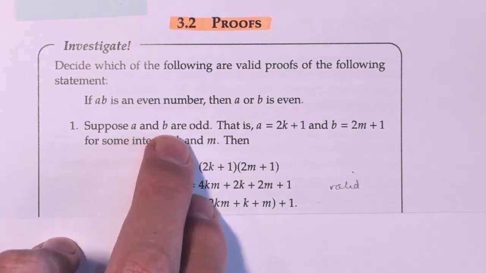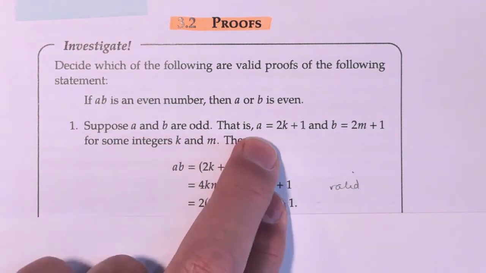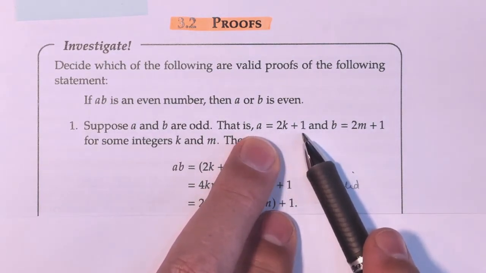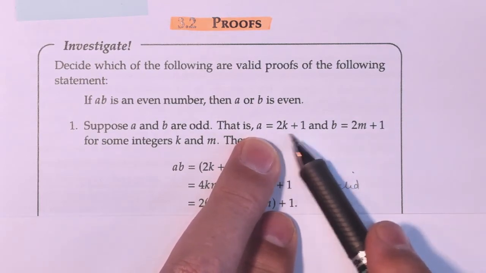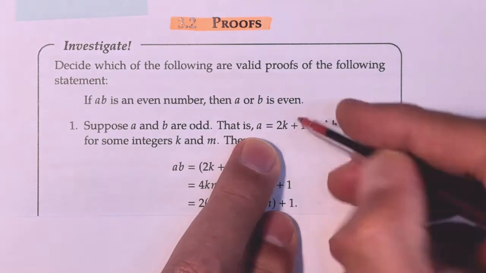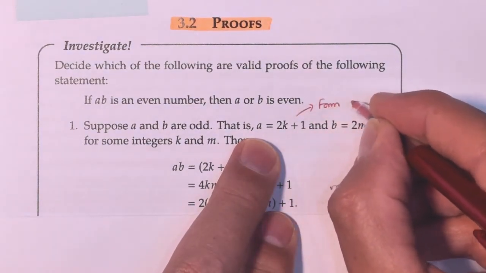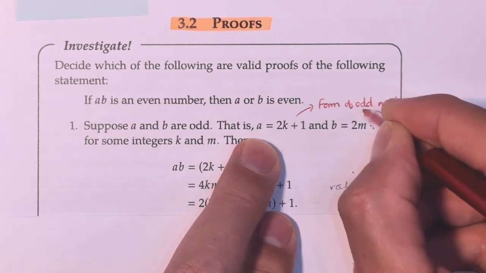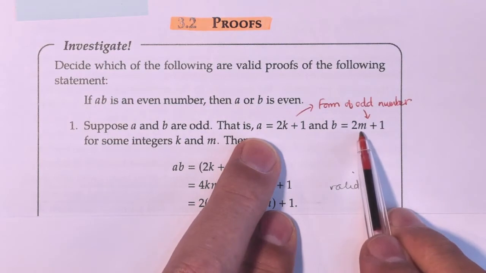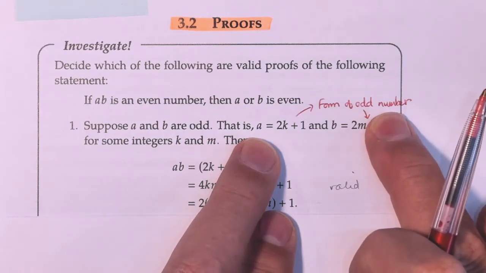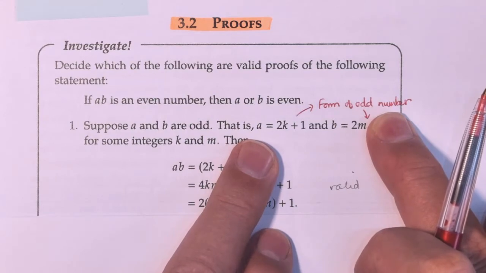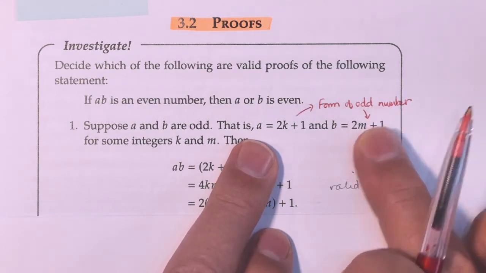Suppose A and B are odd. That is, that A takes on that form. Now remember, every odd number takes on this particular form. This here is the form of an odd number. Okay? And you'll see the form repeats there. Twice something plus 1. Well, it's twice something because if it was only twice something, that number would be even. Why would it be even?